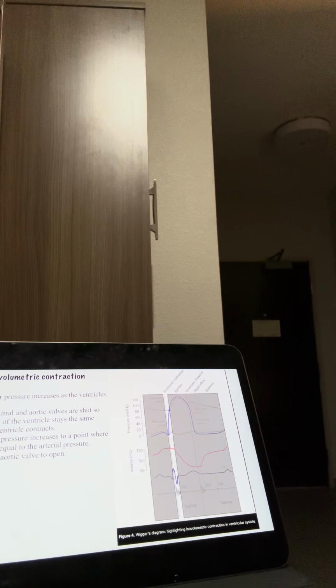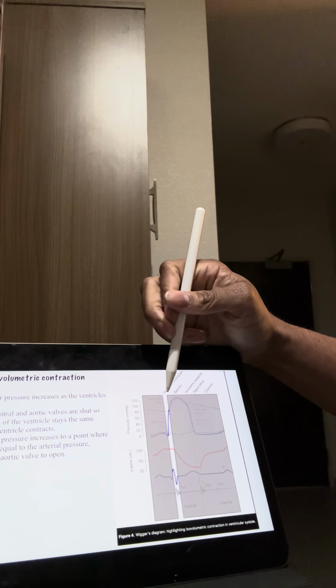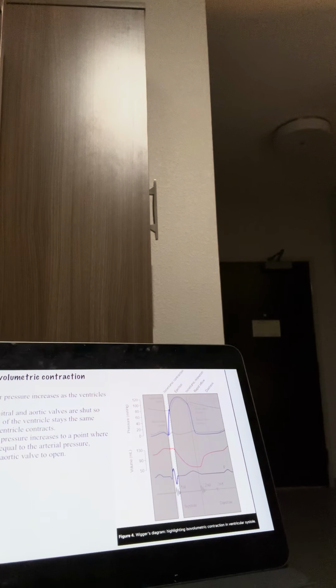Isovolumetric contraction. It shows it right here in the graph and it highlights it. Ventricular pressure increases as the ventricles contract. Both the mitral and aortic valves are shut, so the volume of the ventricle stays the same while the ventricle contracts. Ventricular pressure increases to the point where it becomes equal to the arterial pressure, causing the aortic valve to open.